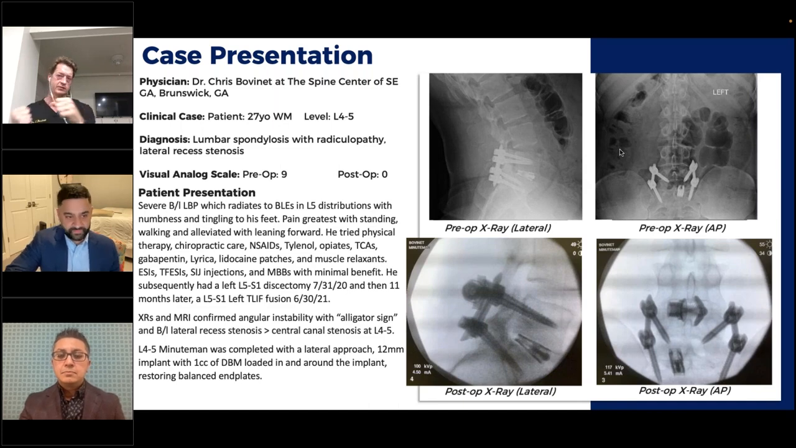If there is angular instability on the x-rays, or vertical instability where there's significant disc height collapse causing it, or if we see facet effusions or facet gapping, we know there's at least micro instability causing inflammation of those facet joints. We want to stabilize those, because that leads to increased friction on the disc. It's going to wear it out a little faster, which leads to more end plate spondylosis and more hypertrophy of the facet joints, as well as ligamentum flavum hypertrophy.